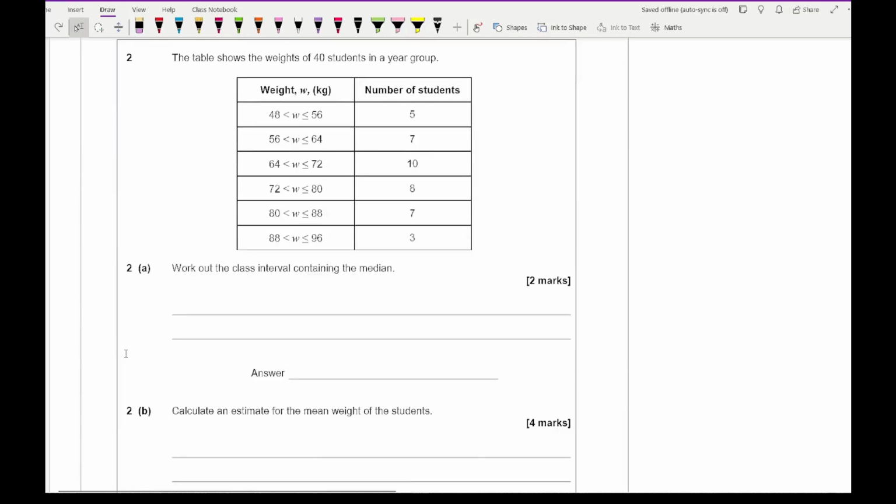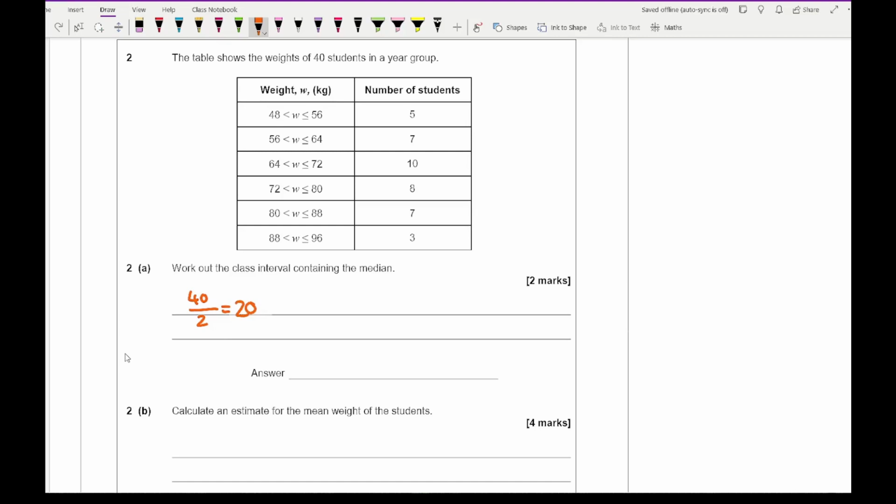Then moving on to question 2, it says the table shows the weights of 40 students in a year group. Work out the class interval that contains the median. So here we've got 40. So 40 divided by 2 is 20. So what I'm looking for is the cumulative value where it goes into 20.